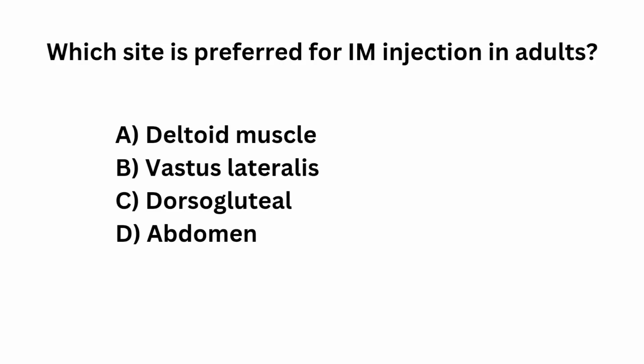Question number 6. Which site is preferred for IM injection in adult? Answer is A. Deltoid is commonly used for small volume IM injections. Examples are vaccines.